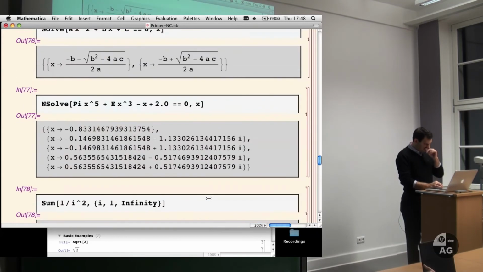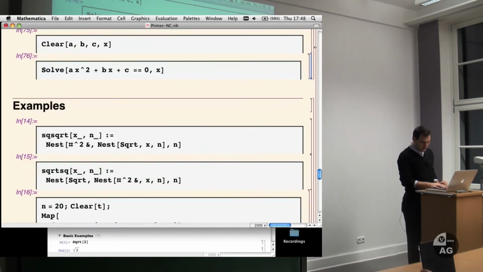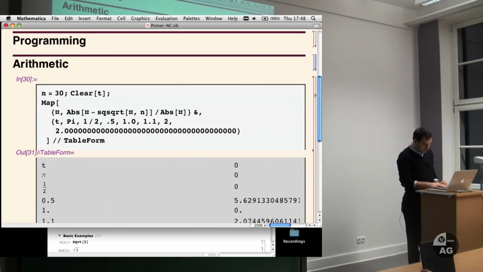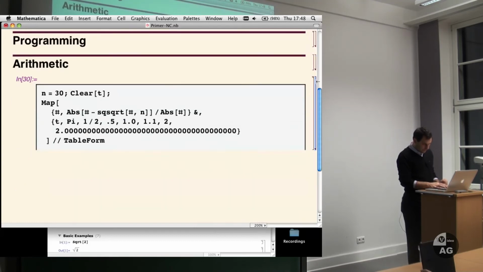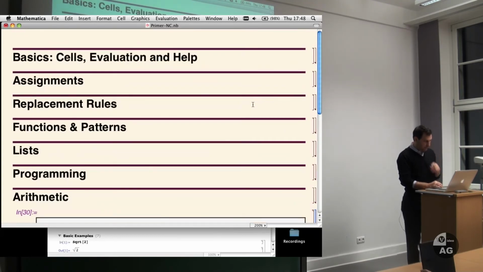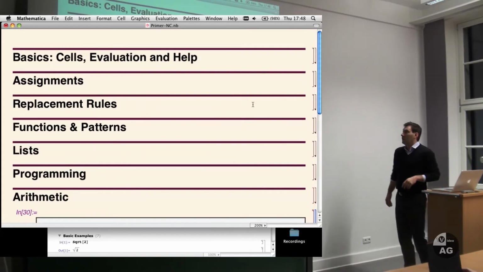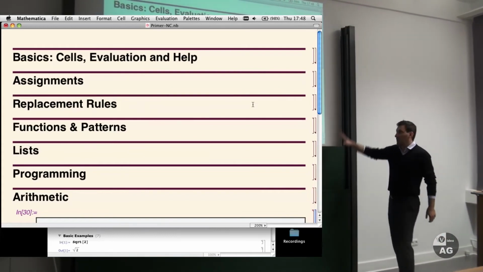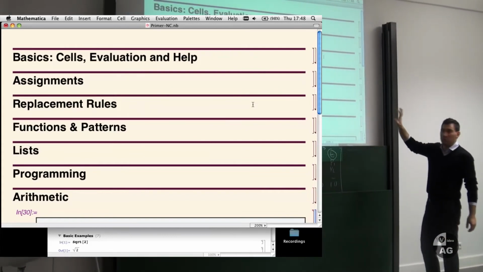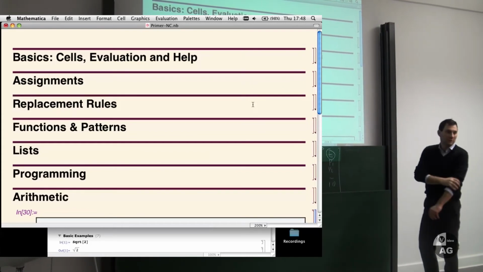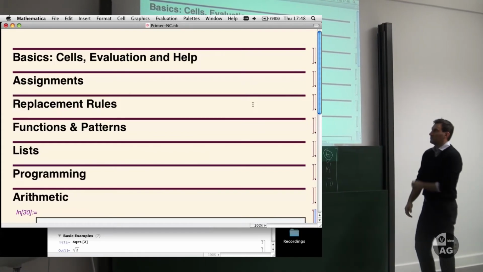And that's enough for Mathematica, or at least that's enough for this notebook. So this is complete, and I put it up online. And the assignment will be based on all of these concepts, ideas from this.